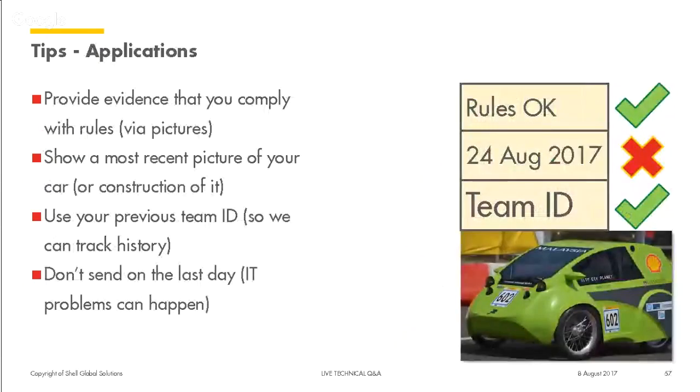For applications, please try to show that you comply with the rules. Try to give a most recent picture of your car or the stage of construction so that we know your progress. Not so critical for Phase 1, but for Phase 2 especially, we like to see that you're making progress. And please use your old team IDs so that we can see that you have taken part in the past and track your history. So then you have an advantage if you have succeeded in the past.